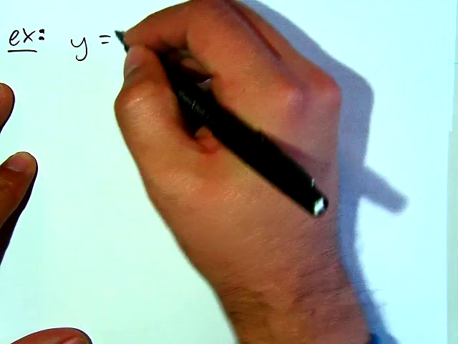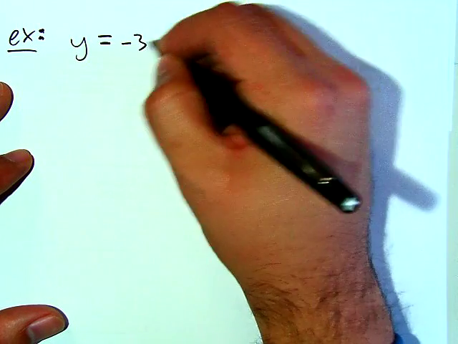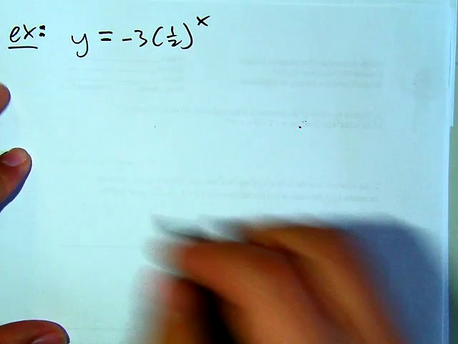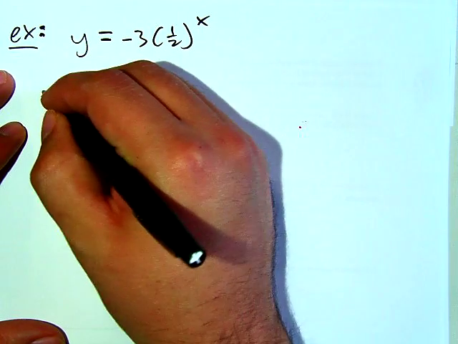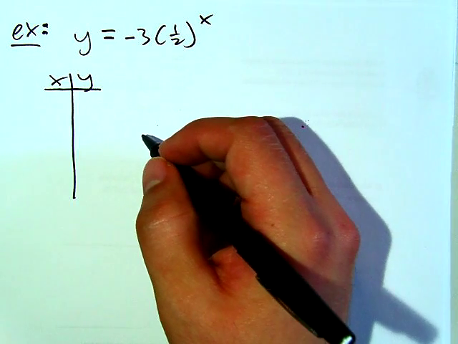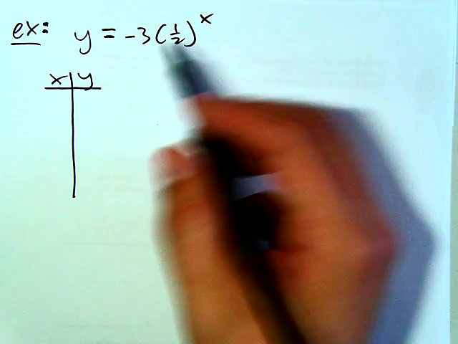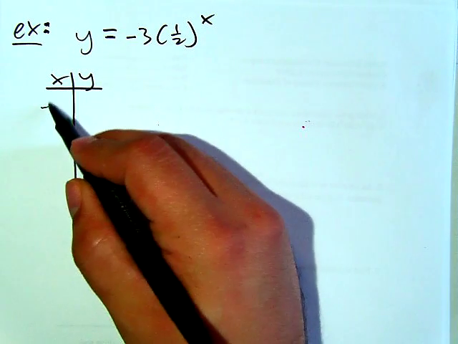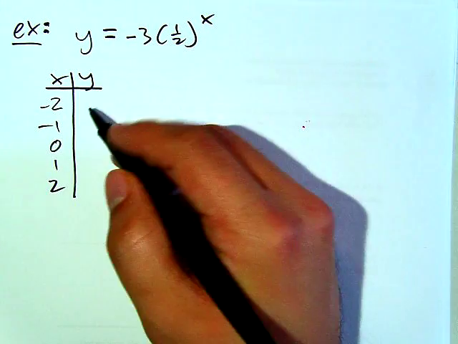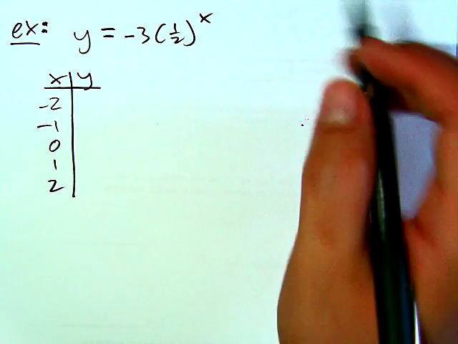Let's say we have y equals negative 3 times 1/2 to the x. So same idea. Do this the old-fashioned way. And you will have to kind of graph some of these without a calculator for your assessments. So make sure that you can do this. So make a table negative 2 to 2. And we'll do the same thing. Plug in these x values and see what the graph looks like.